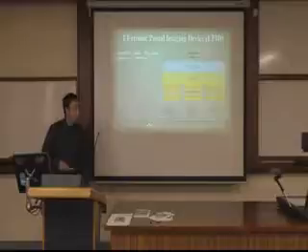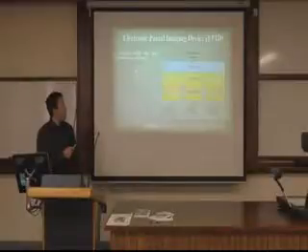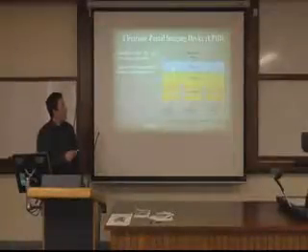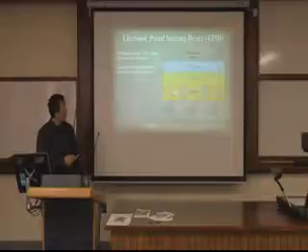So an EPID is an amorphous silicon array, 1024 by 768 pixels. High energy photons come in, eject electrons. These electrons cause scintillation events in the crystal, which emit visible light. It's captured by a photodiode. Each of these represents a pixel in the array, and these are read out by thin film transistors.